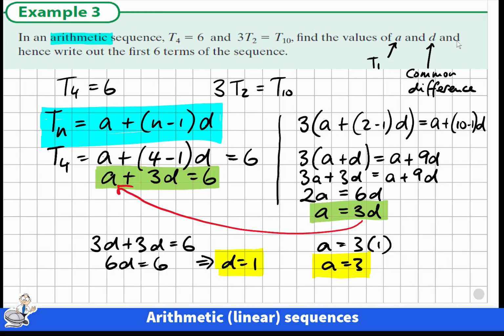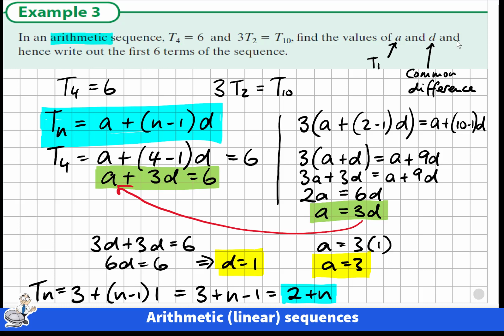I might write out what my formula is. So the formula is that term n is equal to A, which I know to be 3, plus n minus 1 times D, which is 1. So that would be equal to 3 plus n minus 1, which is equal to 2 plus n. So that's what my formula is for term n. It's 2 plus n.